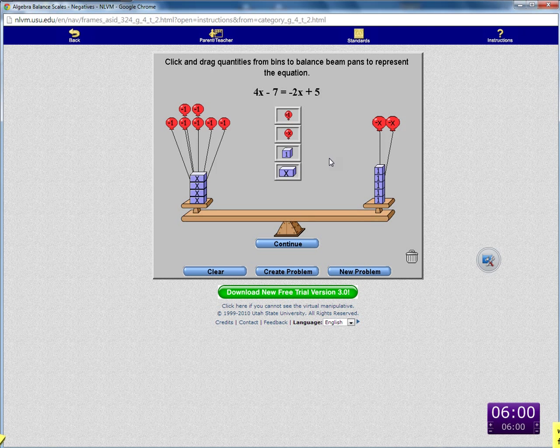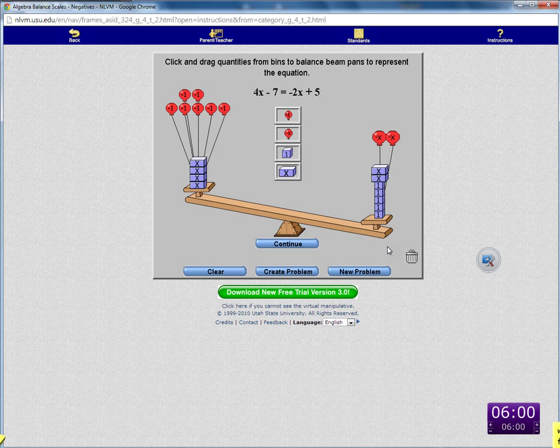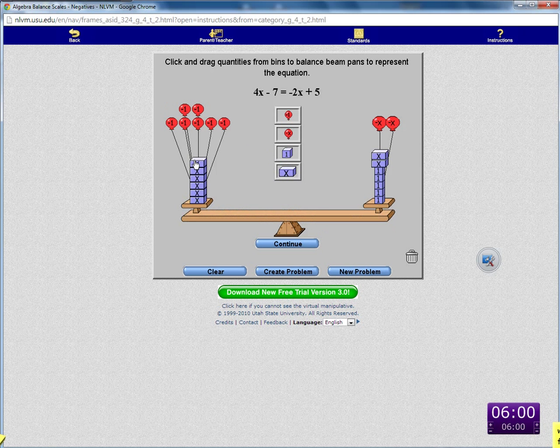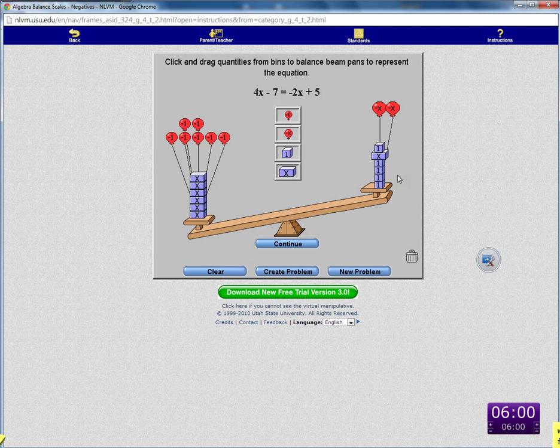Okay. So the point I'm making here is that we're not moving things from one side to the other side. If we did that, it would actually throw things off. What we're doing is balancing it out. So on this side, we're going to add two x's, and on this side, we'll add two x's. And these two x's just cancel these two x's, so we can just get rid of them.